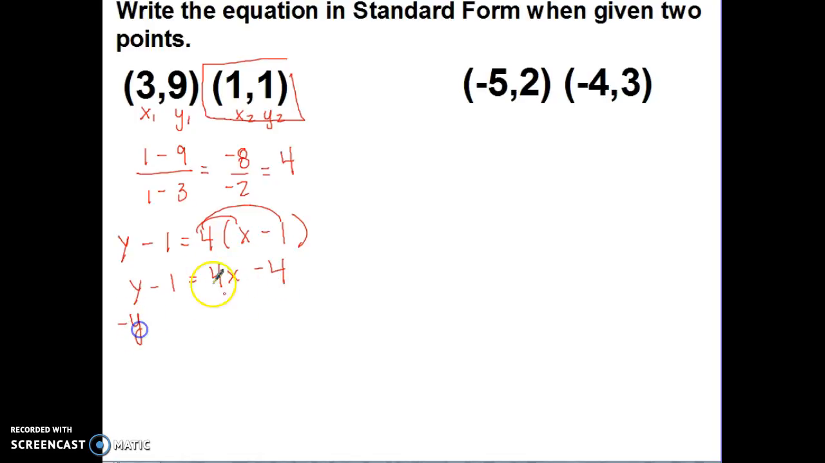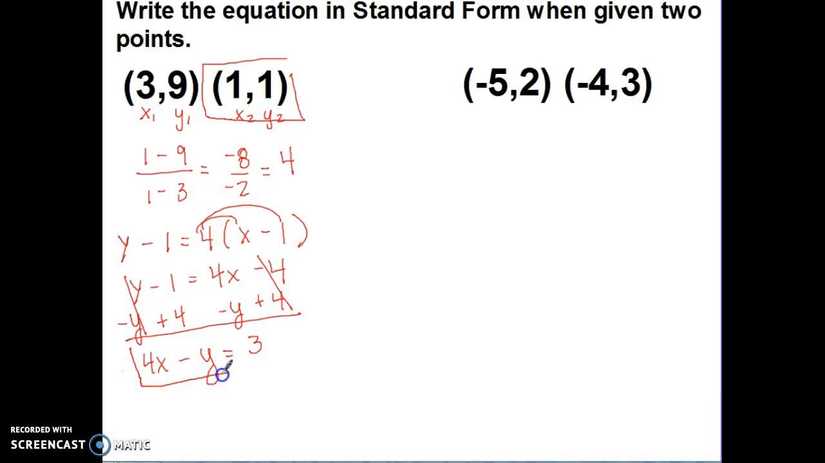So you come on over here. And then get on over there. All right, so you're gone. And then we get 4x minus y is equal to negative 1 plus 4 is 3.